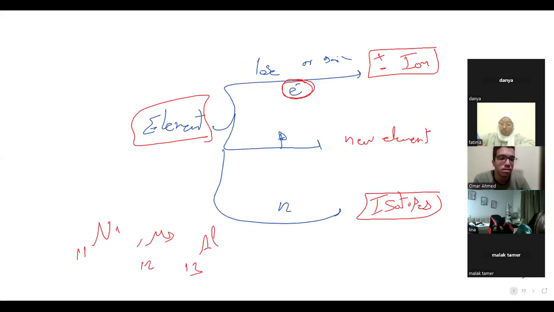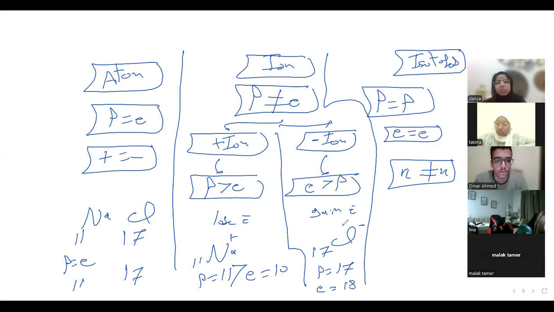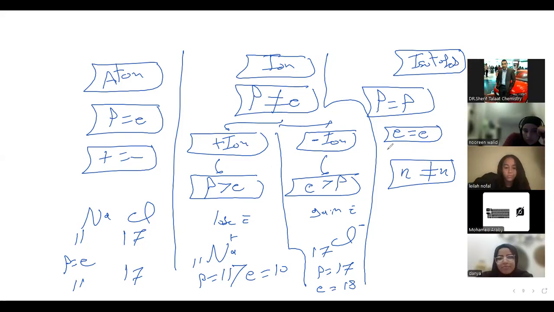Okay, so the difference between atom, ion, and isotopes: we said that in atom, protons equal electrons, positive equal to negative, and there is no charge. Ion, protons not equal to electrons, may be positive or negative ion. In the positive ion, proton is greater than electron. Why? They are losing electrons, so they have positive charge. While negative ion, electron is greater than proton because they're gaining electrons and they will have negative charge. In isotopes, protons equal protons, electrons equal electrons, but neutrons not equal to neutrons.